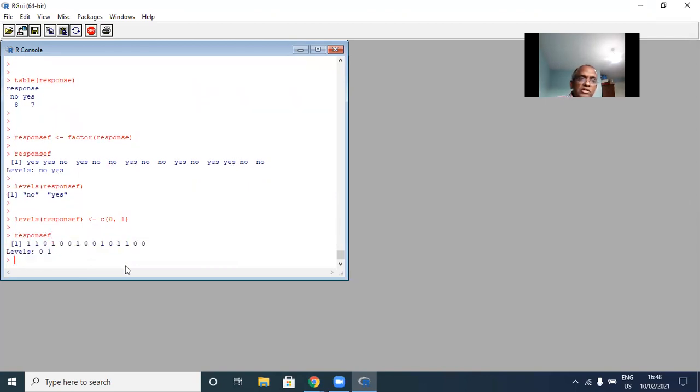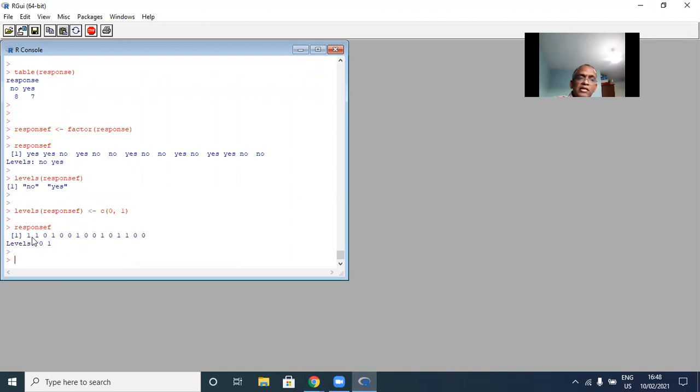So now if you type response F, you see that the data has been recorded in terms of ones and zeros. Instead of yes or no, you have data recorded in terms of ones and zeros. So 1 corresponds to yes, and 0 corresponds to no. So that's the beauty of using the factor command, right?